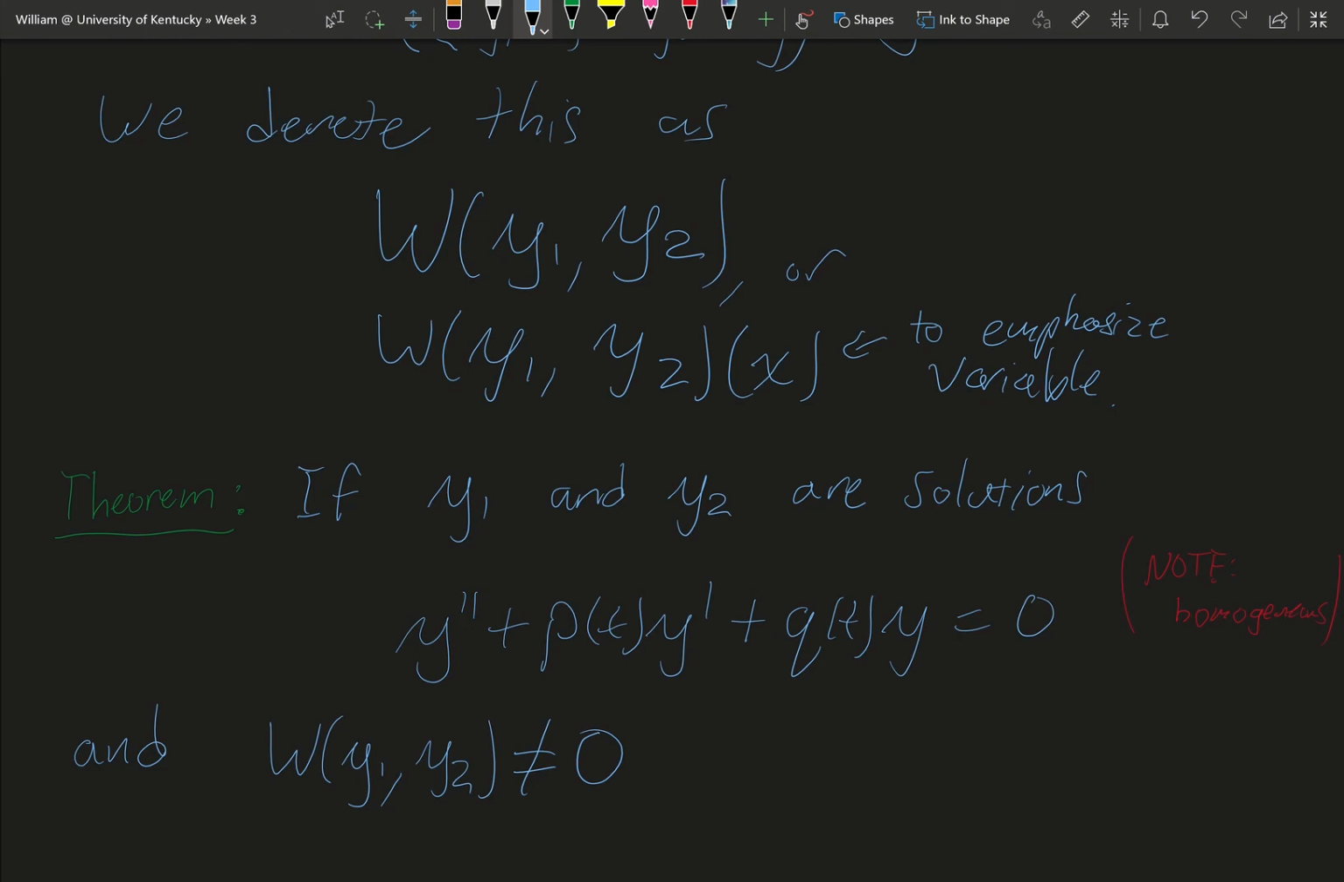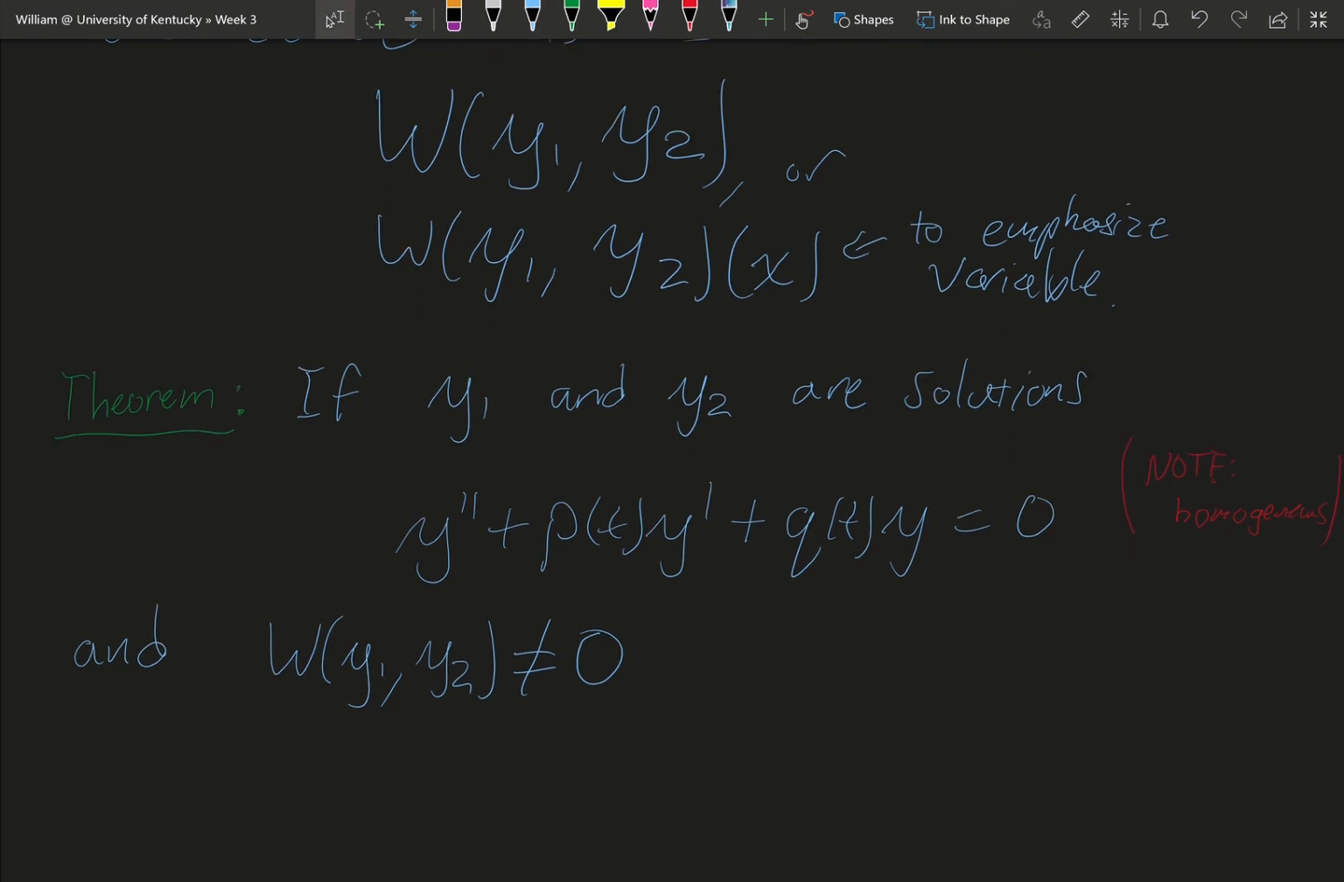This is an important point. It's okay if for some x values, using the formula you have, it's zero sometimes. It does actually mean something. It means that some things might go wrong at that particular point. But the main thing we want is for this to just not be zero.